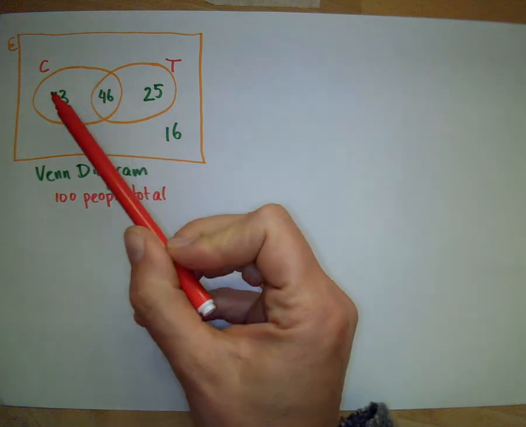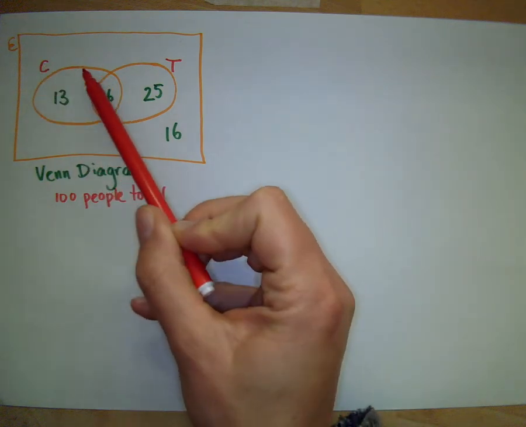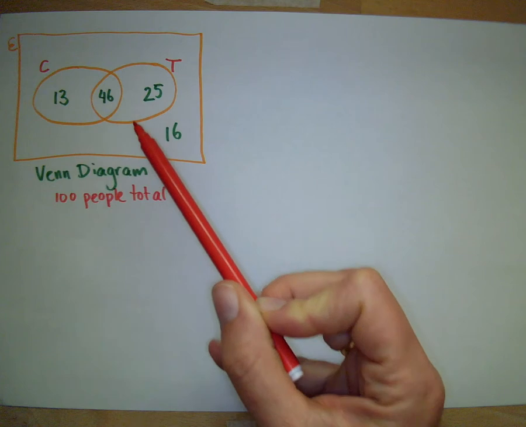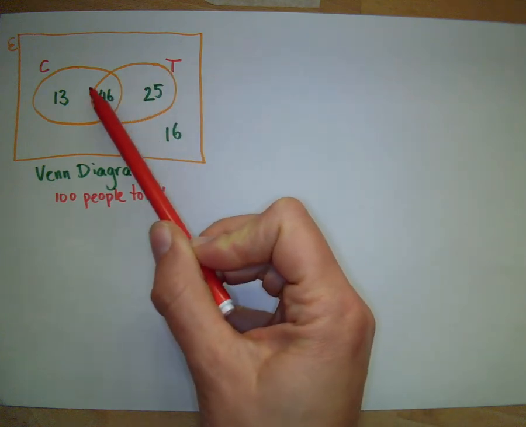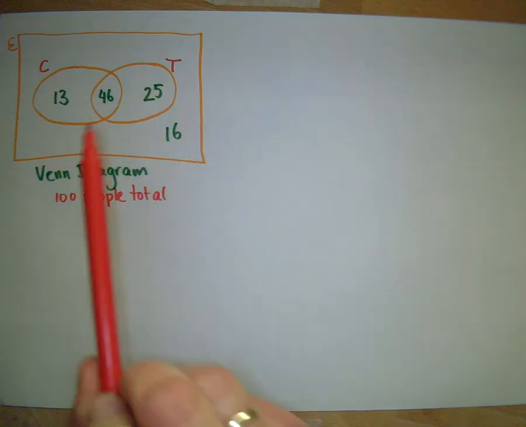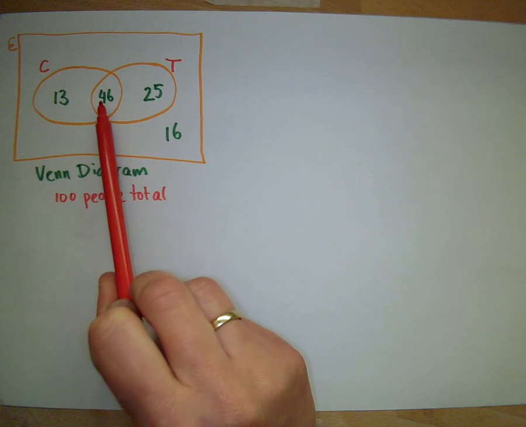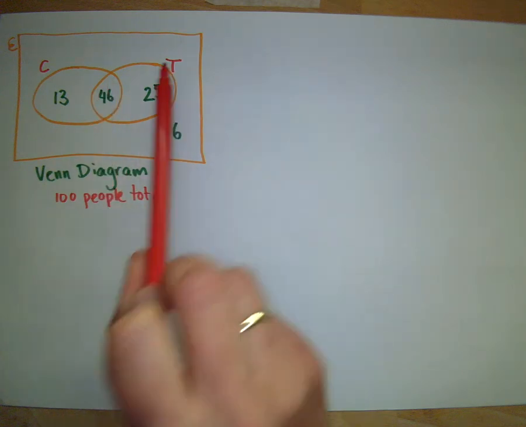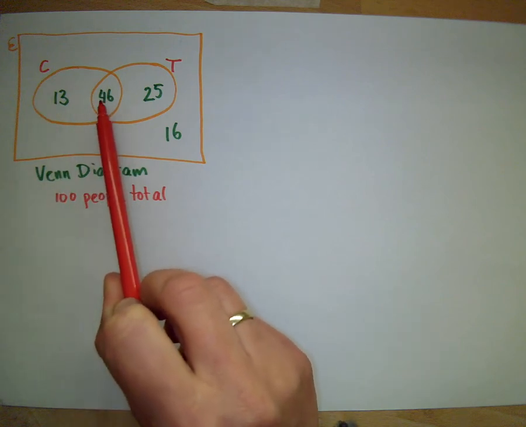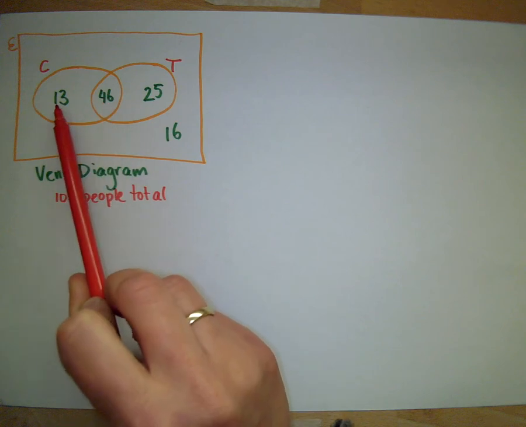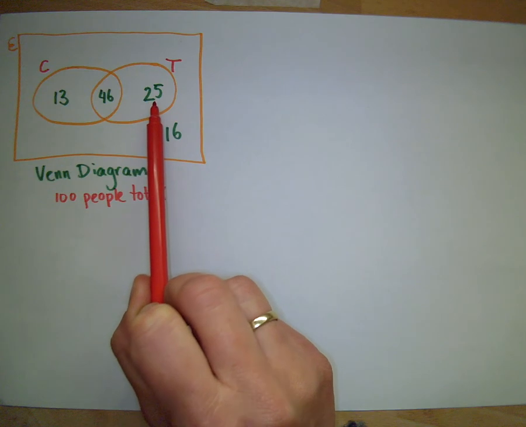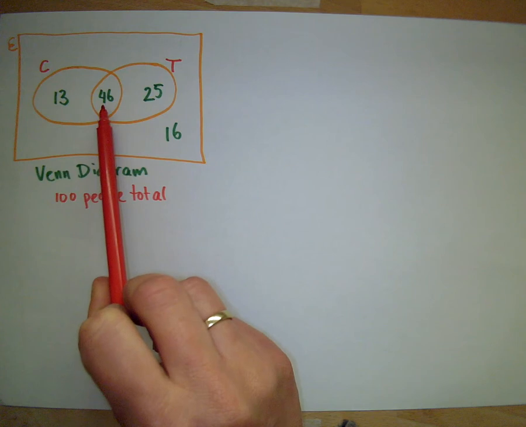So remember, the people that like coffee are inside this circle, so these 13 and these 46. The people that like tea are in this circle, so these 25 and these 46 together like tea. This group in the middle here, these 46, they are both in the tea category and in the coffee category. So they like both coffee and tea. So there's 13 people that like coffee and really don't like tea. There's 25 tea drinkers that don't drink coffee. And there's 46 people that drink both.